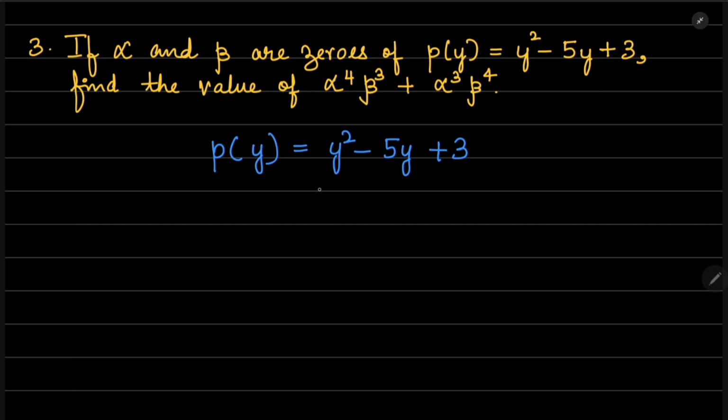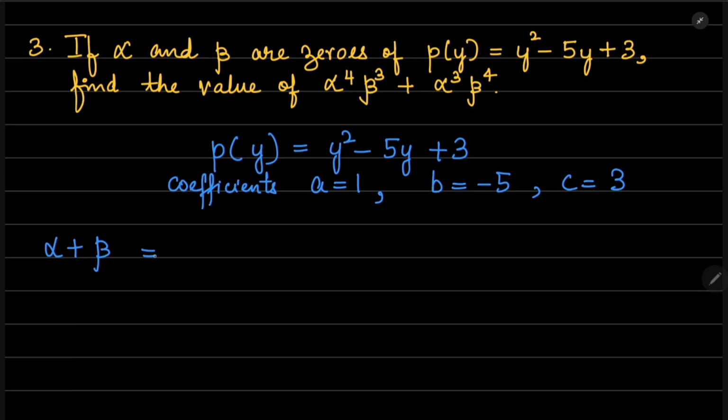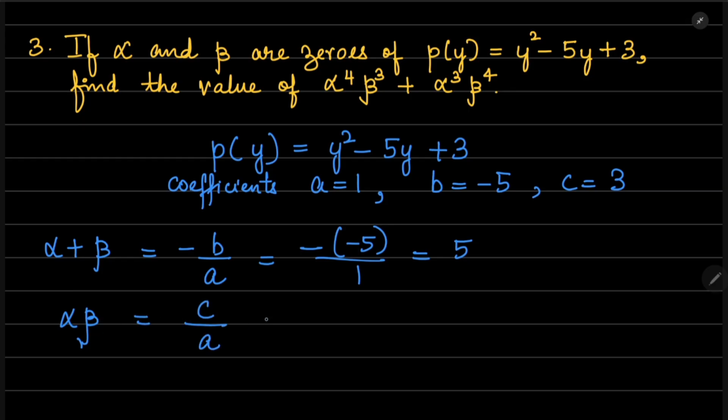Same way, let us calculate what is a. A, b, c are called the coefficients. What are the coefficients? A is 1, your b is minus 5 and your c is going to be 3. Let's calculate the sum of the zeros. The formula is minus b by a. So minus of minus 5 by 1, which is nothing but your sum is plus 5. The product of the zeros, alpha into beta, is nothing but the formula is c by a. What is your c? 3. A is 1. So it is just 3.